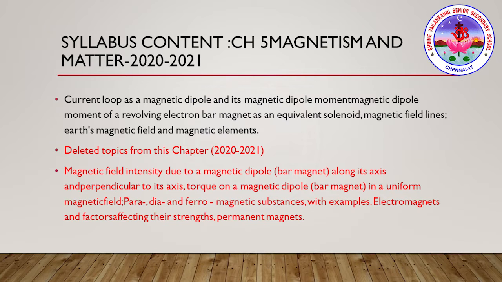The magnetic field intensity due to a magnetic dipole, that is a bar magnet, along its axis and perpendicular to its axis also is deleted. And torque on a magnetic dipole, para, dia, ferromagnetic, that is the magnetic substances with examples, and also electromagnets, that is factors affecting their strength, permanent magnets, these and all they have deleted from this chapter.